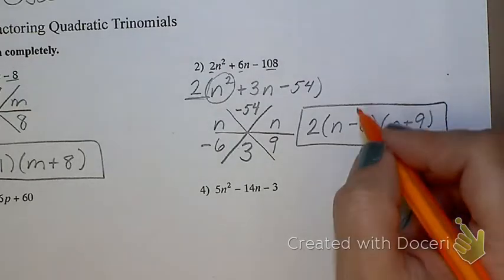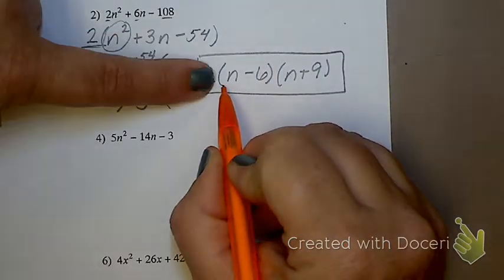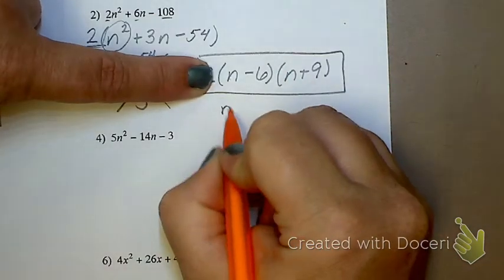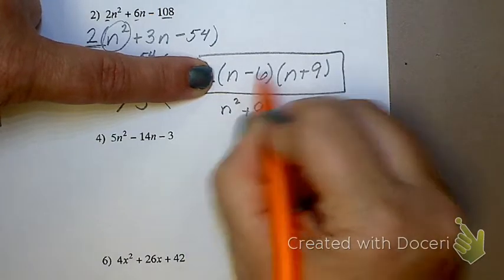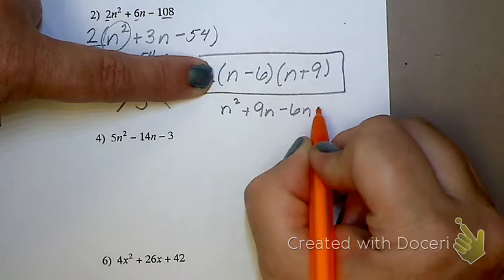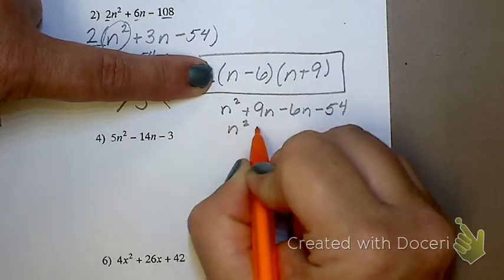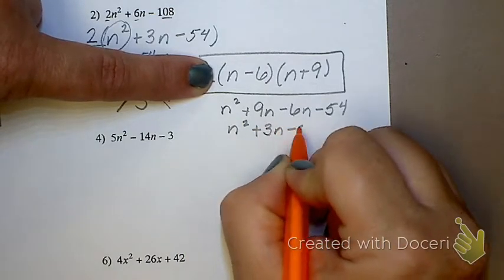So let's go ahead and check our work on this one. If I take this, I'm going to ignore the 2 for a minute, and I'm just going to multiply this out. N times n is n squared. N times 9 is 9n. Negative 6 times n is negative 6n. And negative 6 times positive 9 is negative 54. When I combine my like terms, I have n squared plus 3n minus 54.